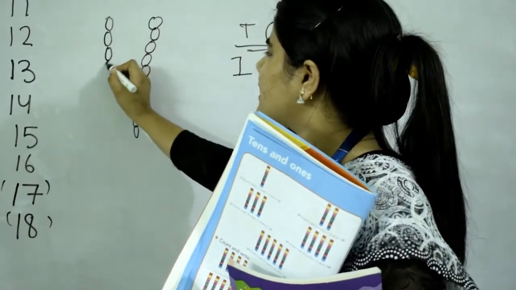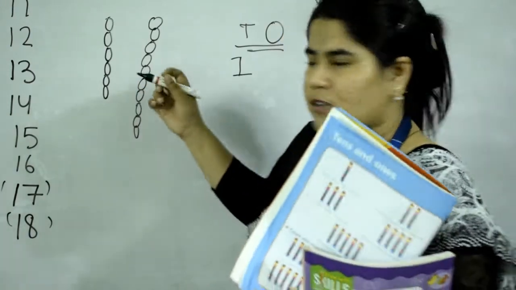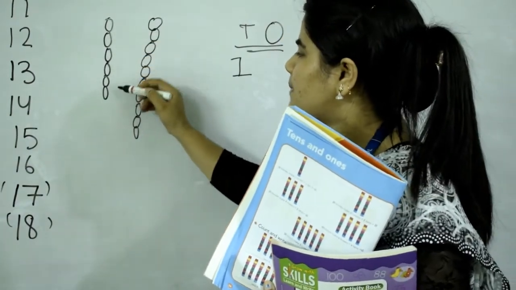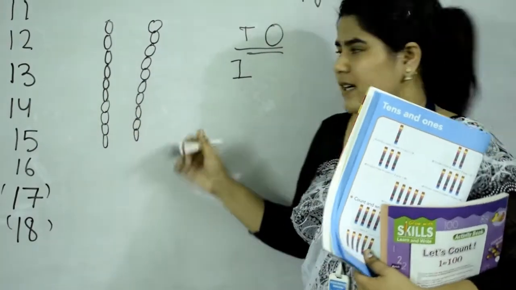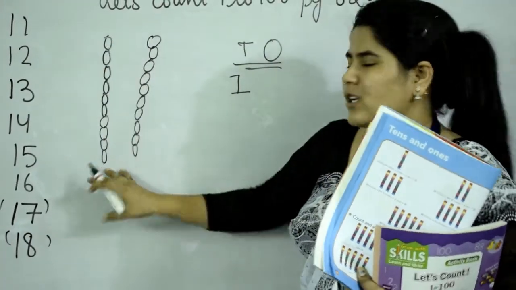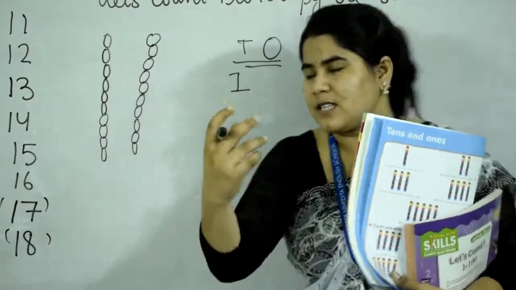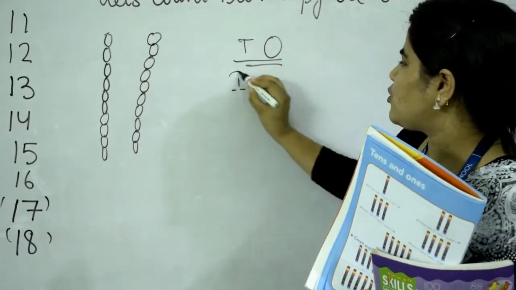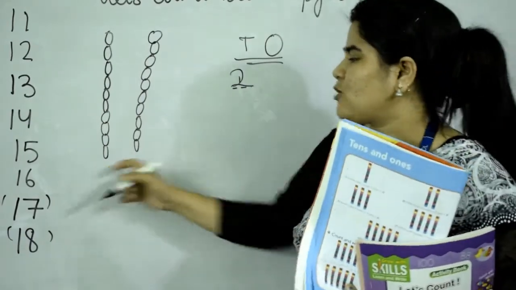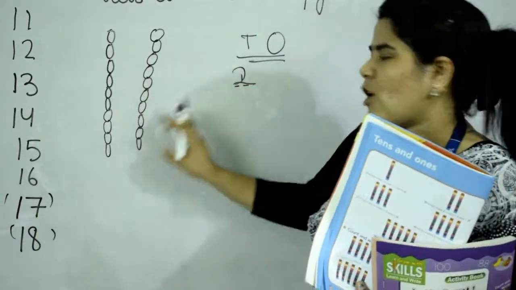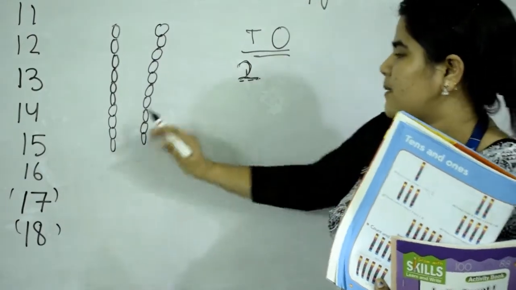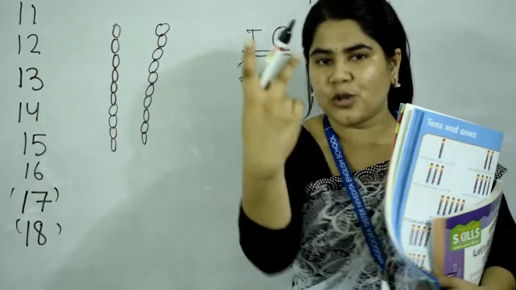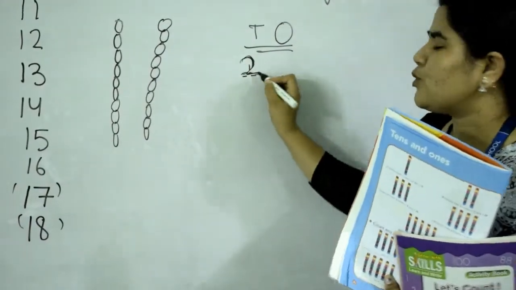Suppose again I have made one more tower of 10 blocks. 1 2 3 4 5 6 7 8 9 10. Here I made 10 blocks again. How many towers of 10 blocks are there? 2 towers. So here I will write 2, because there are 2 towers of 10 blocks. Understood? So here I am going to write 2 tens, meaning there are 2 bundles of 10. That's why I have written here 2 tens.